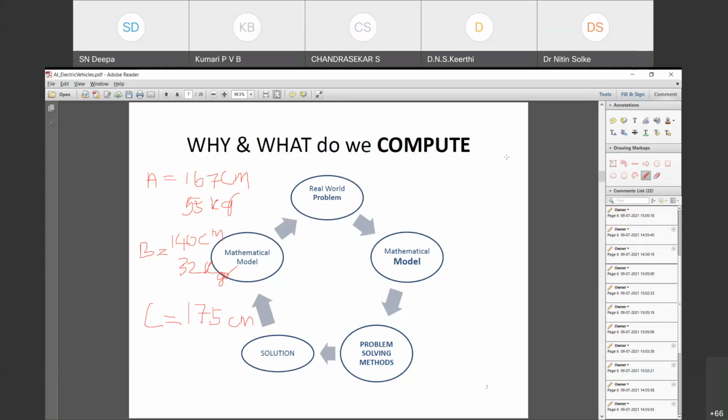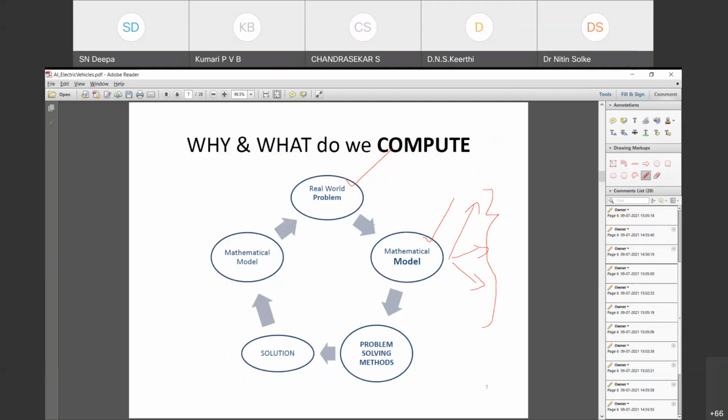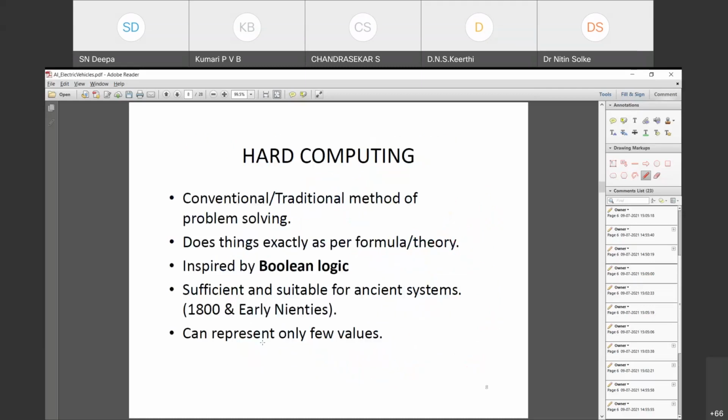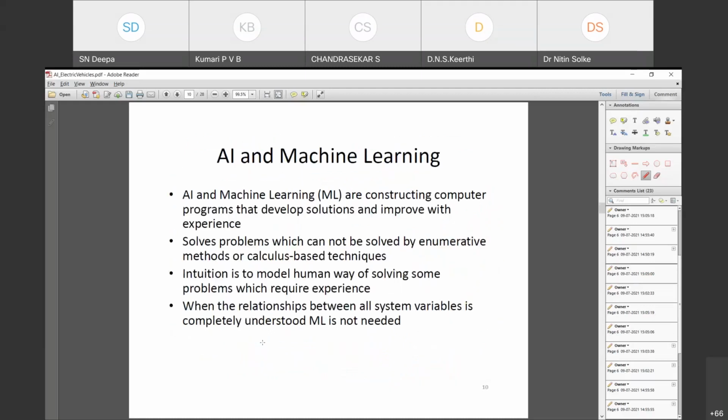So on this slide, why and what do we compute? In EVs, it's a real world problem. If I have a mathematical model, then I go for conventional techniques. Problem solving can be done either using a mathematical model or without one. If you don't evolve a mathematical model, then you go for AI methods.